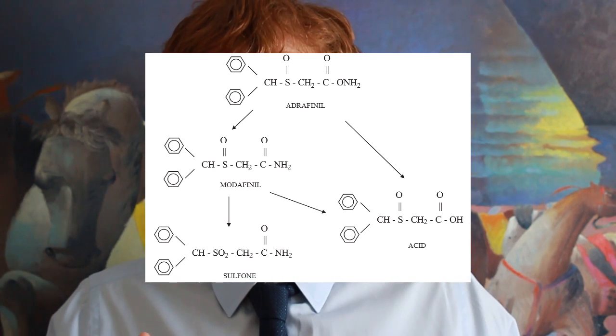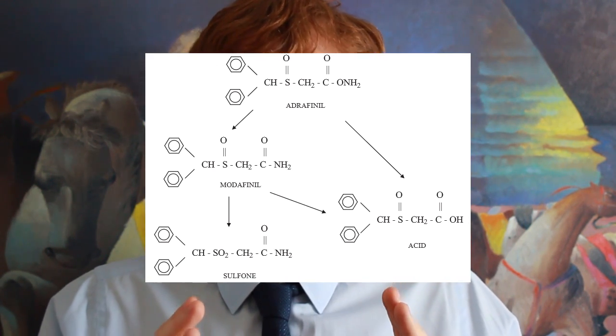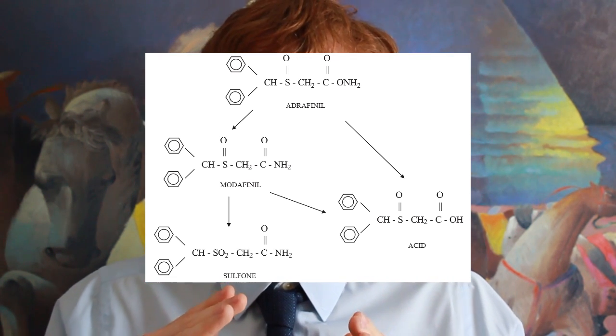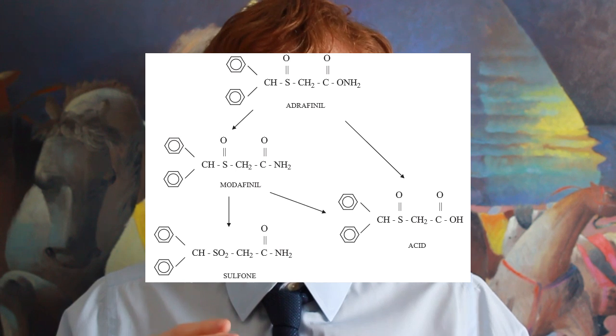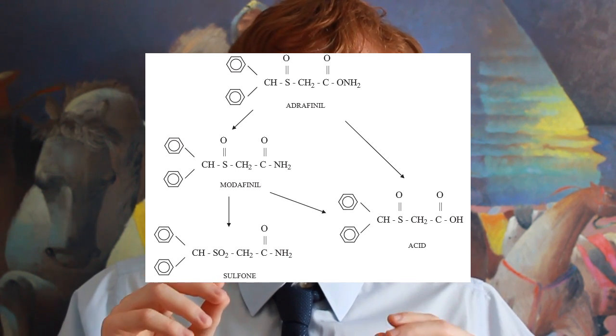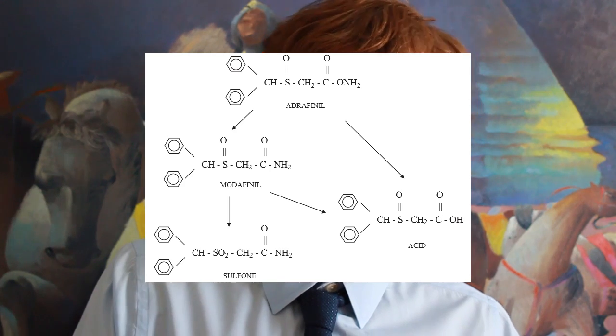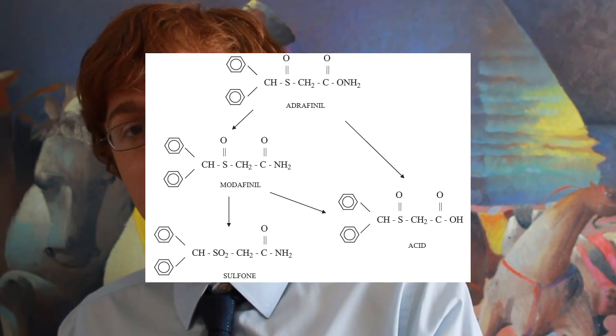And then shooting out from it are two different things. So there are two major metabolites after adrafinil is metabolized. The body changes it into different things. And the two major products of this first metabolism are modafinil and modafinil acid. So before we go further on to the next steps, I'm going to stop here and we're going to talk about the two less familiar compounds on here. The first one, which is modafinil acid, and the second one, which is modafinil sulfone.